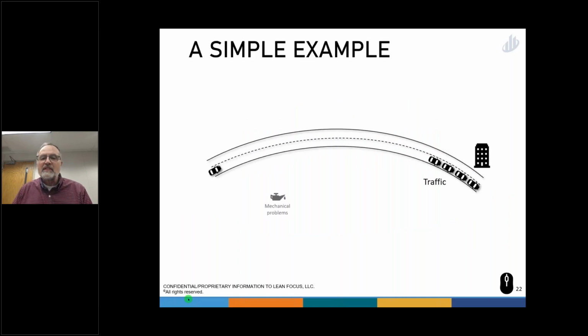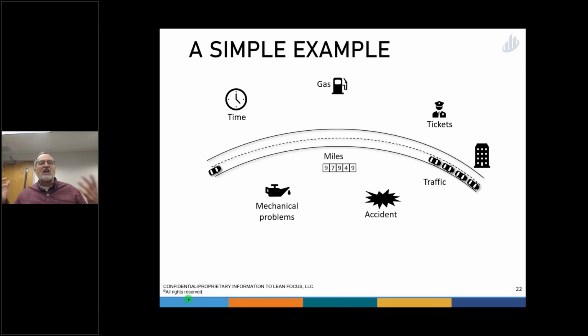So I want to give you a simple example using driving. I love driving because driving's full of autonomous people working together to make a system. And there's a lot of things that affect how long it takes me to travel, right? How long is it going to take me to get there? Do I have gas? Could I get a ticket? But I've got to get to this building. Let's say I've got to get there for an interview, and it's really critical that I make it on time.